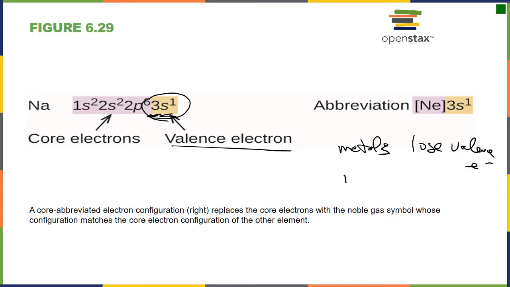We know our nonmetals are going to gain, and they're going to gain until they get to some point of stability. For the nonmetals, this is almost always going to be the nearest noble gas. For the metals, if they're representative, it's going to be the nearest noble gas. If they're the transition metals, they're going to go to some point of stability.